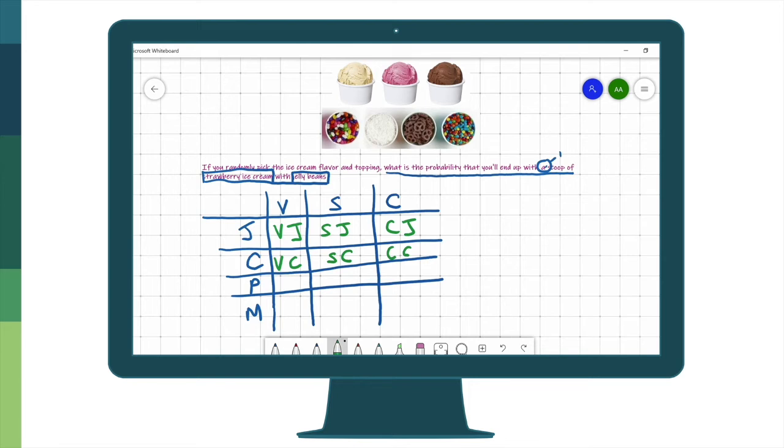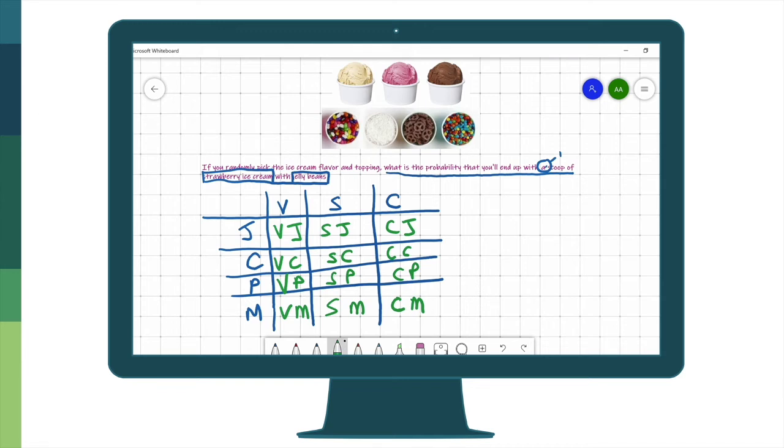We could have vanilla ice cream with pretzels, strawberry ice cream with pretzels, or chocolate ice cream with pretzels. Or we could have vanilla ice cream with M&Ms, strawberry ice cream with M&Ms, or chocolate ice cream with M&Ms. So these are the available combinations that we can have using these 3 flavors of ice cream and these 4 different toppings.